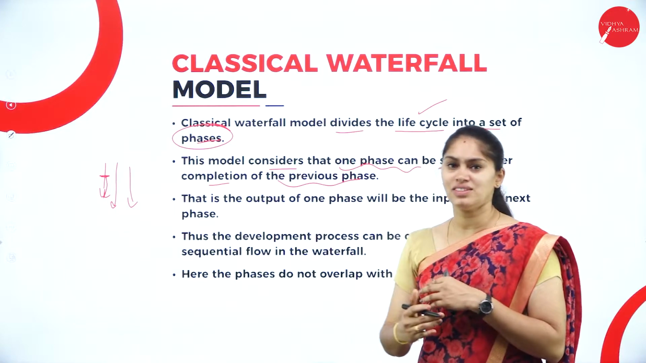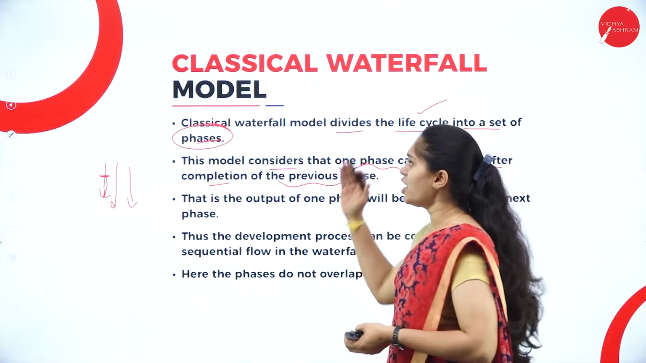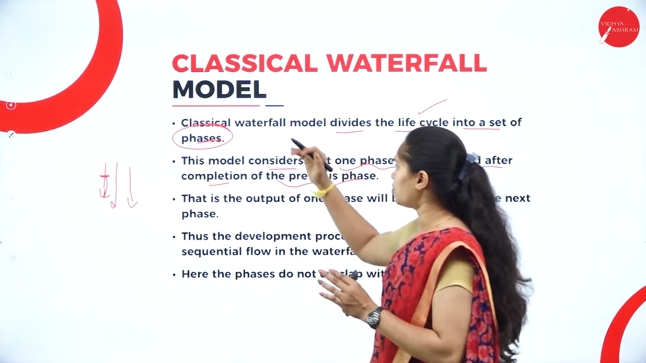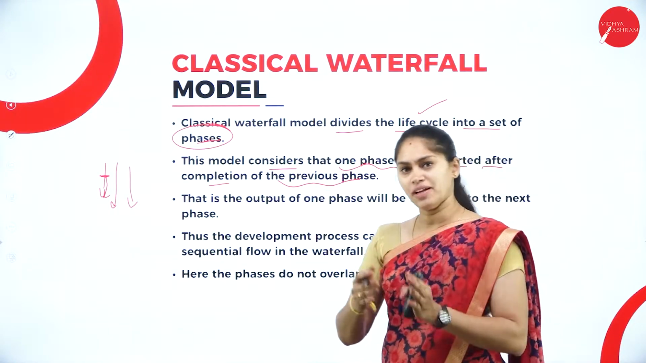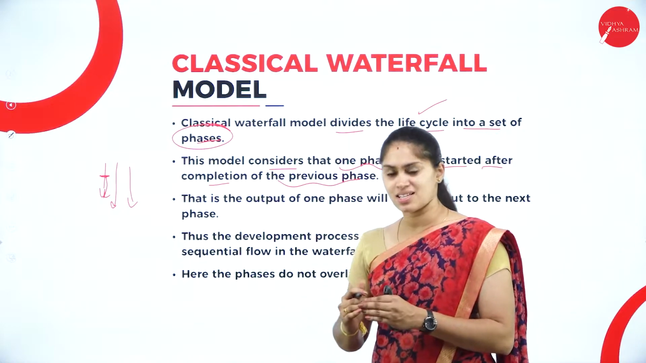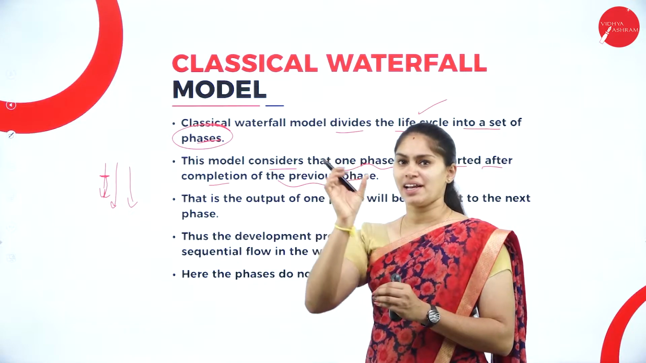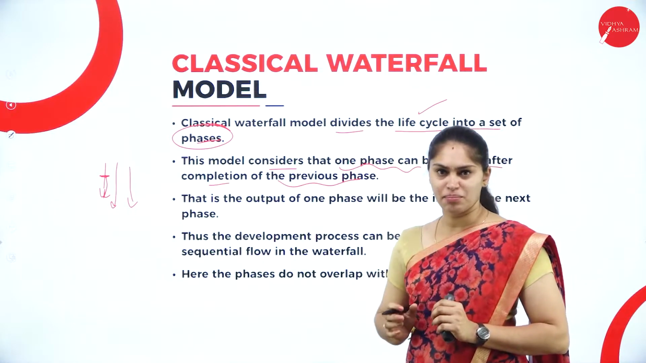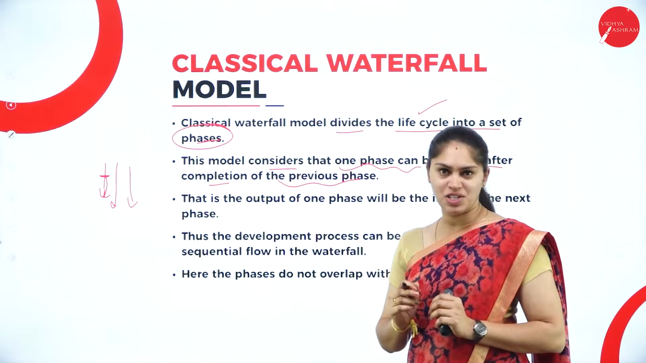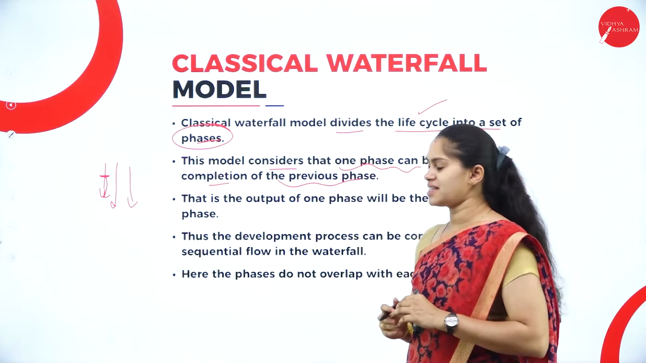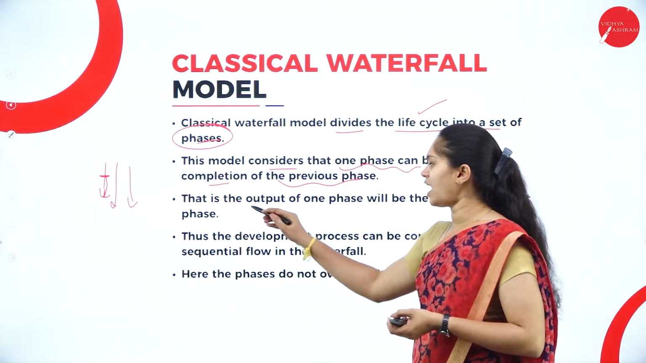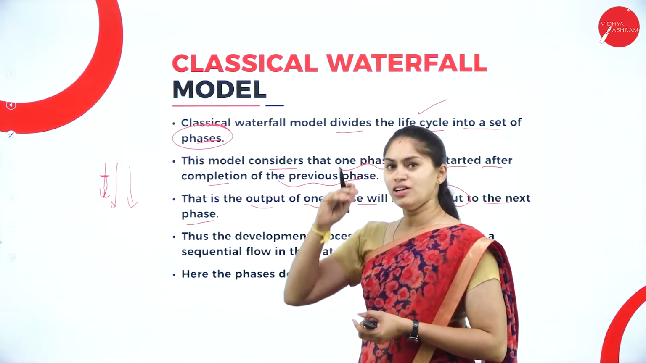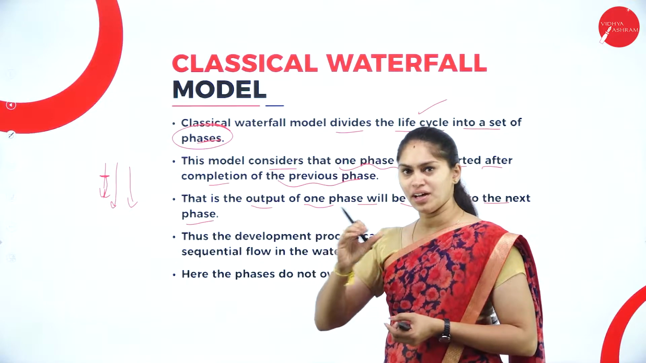Overlapping of phases should not take place in the waterfall model. The complete content we have is divided into a number of phases, and each phase carries out its own activities. If one phase is completed, then only we can reach the next phase. That is the classical waterfall model. And also the output of one phase will be the input for the next phase.